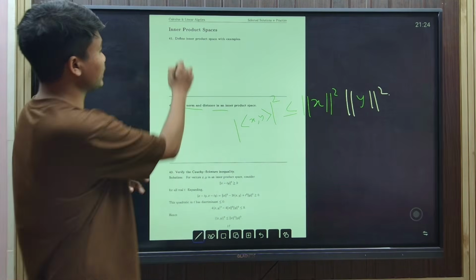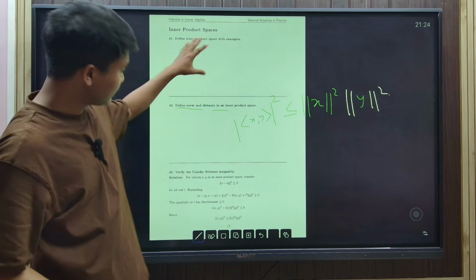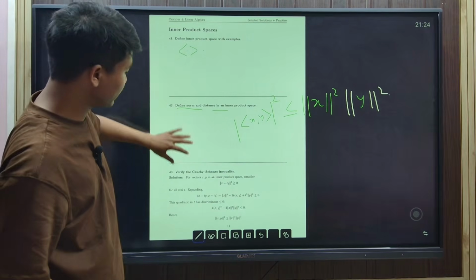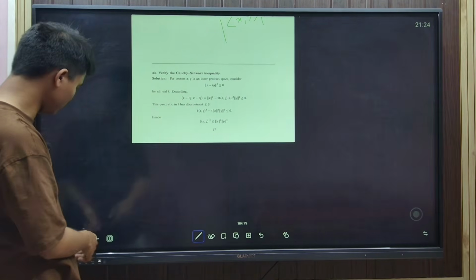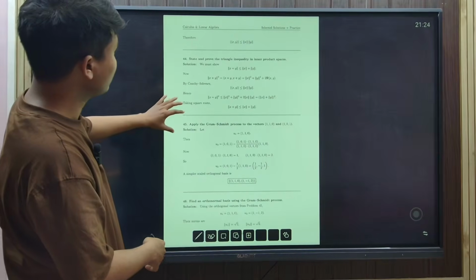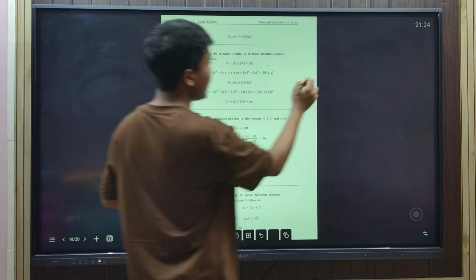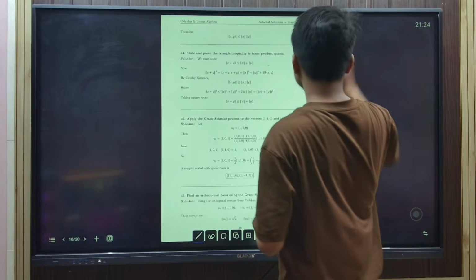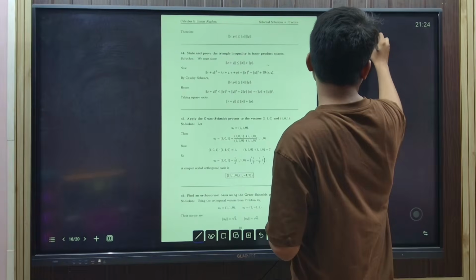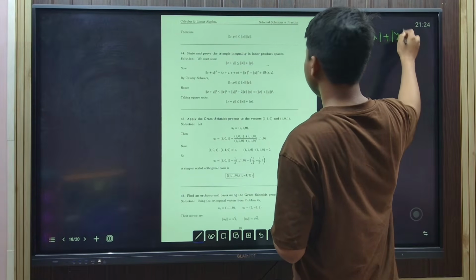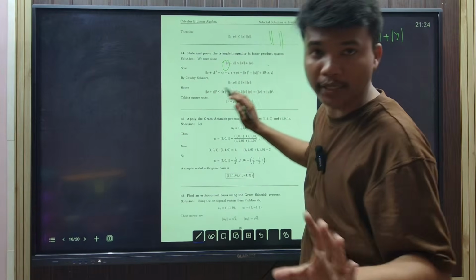Inner product is a function, and this function satisfies some properties. Inner product is satisfying some properties, which I have already given in the PDF also. Question 17: state and prove the triangle inequality from inner product spaces. What is the triangle inequality? Norm of x plus y is always less than or equal to norm of x plus norm of y. So when I define norm, see, norm is also a function.